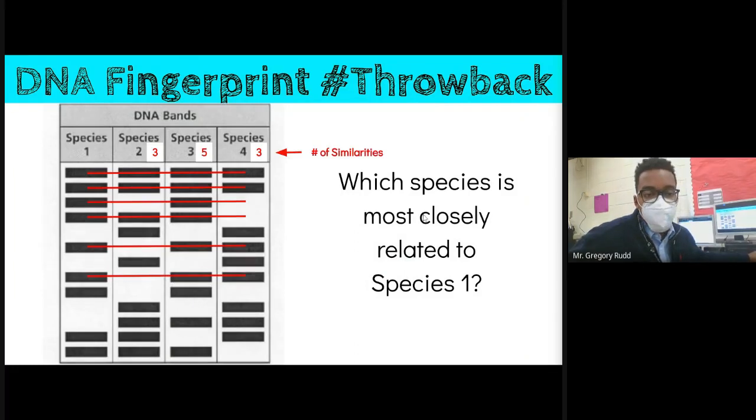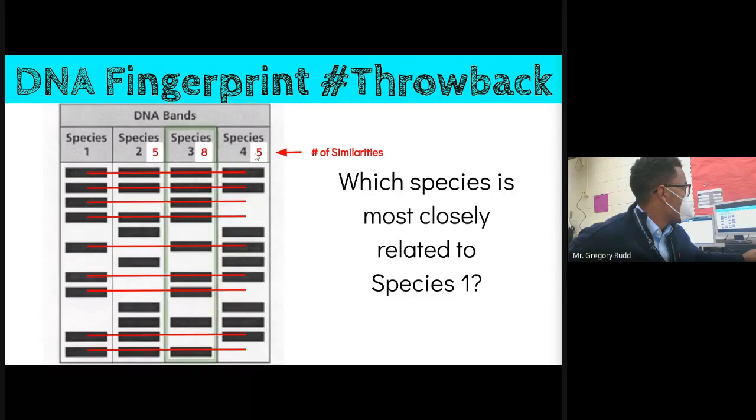All right, we're just going to keep counting. Skip it here. All right, so which species is most closely related to species one when we look at their number of similarities? Species three. Yeah, it's got 8 similarities, whereas species 2 and 4 only have 5 similarities apiece. Species 3 is most closely related.